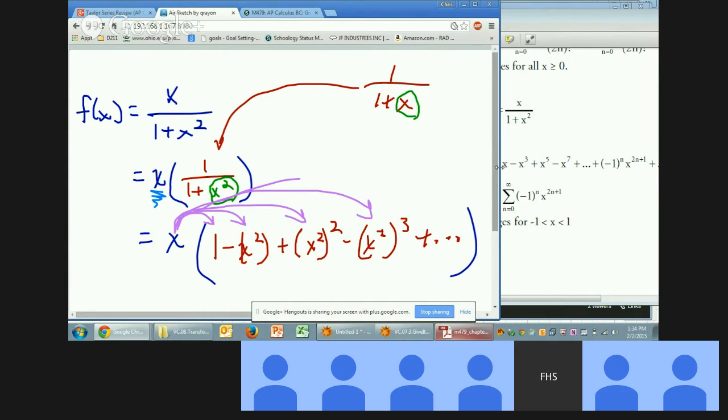And that's where you end up with the final answer that's on the answer key, x minus x cubed plus x to the 5th minus x to the 7th, because for this x to the 7th one, that's just x squared cubed times x to the 1st. And then don't forget your plus dot dot dot.